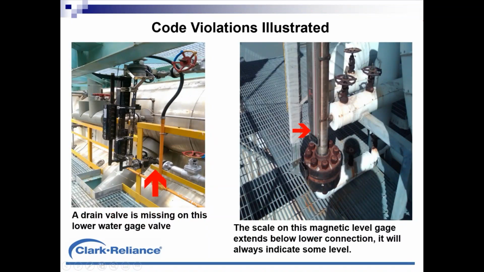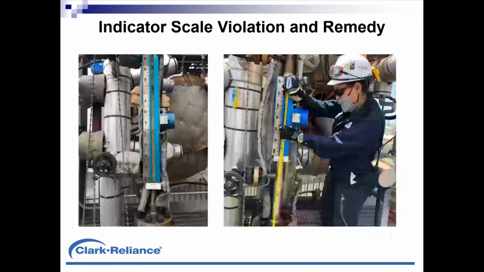This application off to the right shows a magnetic level gauge with indication scale below the water leg coming off this drum, and this was on a high pressure drum on a heat recovery steam generator. If the level's really down to that connection but not below it, even if it were below, this trapped area here would always show level, which is a bad situation for an operator.